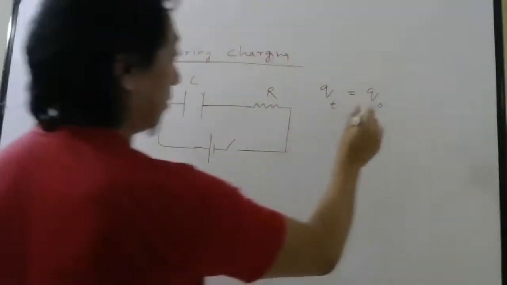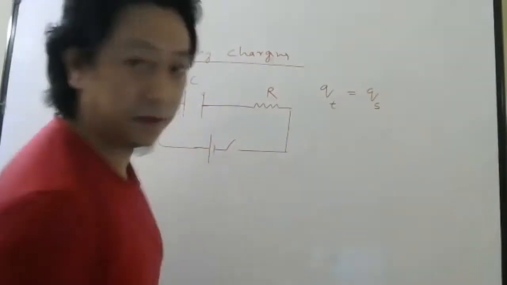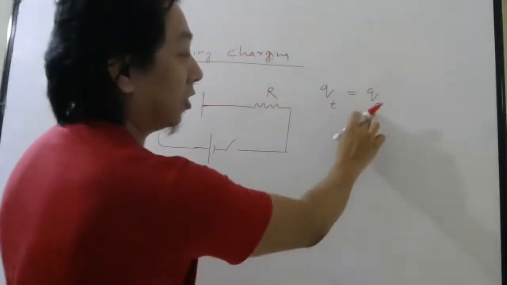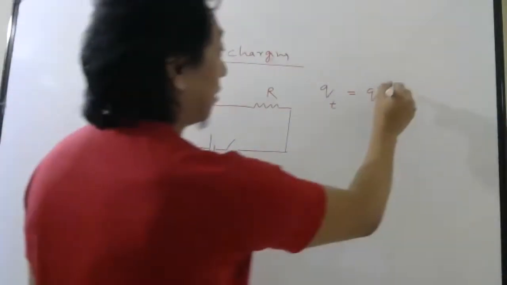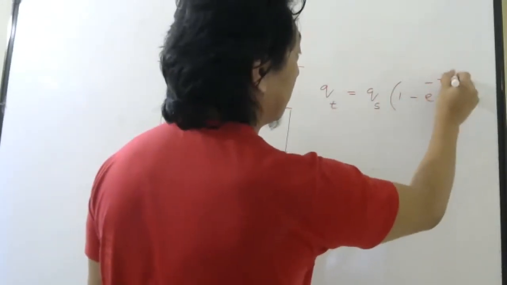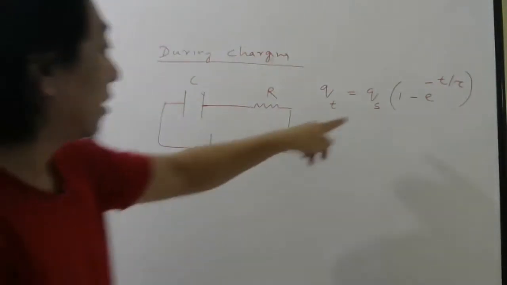charge at any time t is equal to charge after a long time, which I write QS. So QS means charge after a long time, which is also called steady charge. That will be equal to QS into 1 minus e power minus t by tau. Okay, so that is the main formula. And what will be QS?